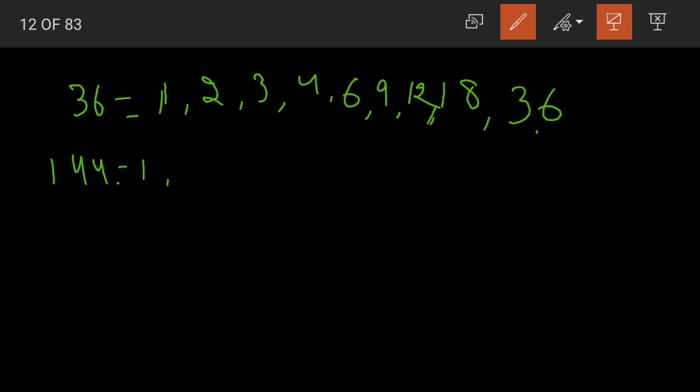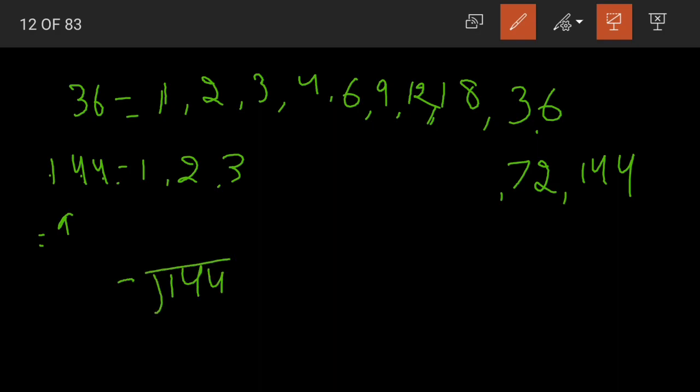Now coming to 144. 1 144s are 144. Then in 2 table, when do we have it, children? 2 72s are 144. Next in 3 table, do we have 144? 1 plus 4, 5. 5 plus 4, 9. It is a multiple of 3. Yes. So it is divisible by 3. How many times? 144 divided by 3. 3 4s are 12. When we subtract, 2 is remaining. 4 brought down. 3 8s are 24. Yes, so 48 is our answer.